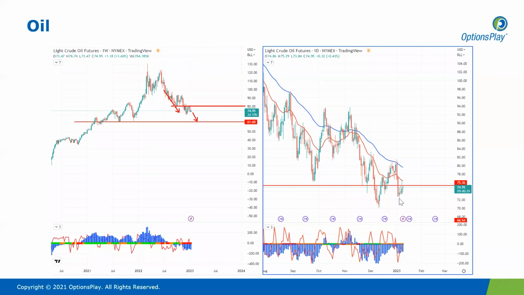And even on the daily time frame, we can see that even though price has grinded higher in the last few days, it's still below the previous bearish candle open, and that indicates again a complete lack of momentum, and it does set up for another bearish move lower here for oil.